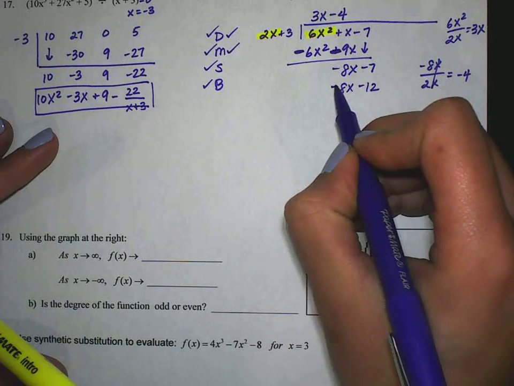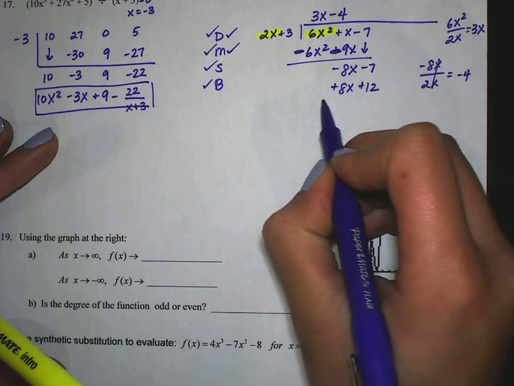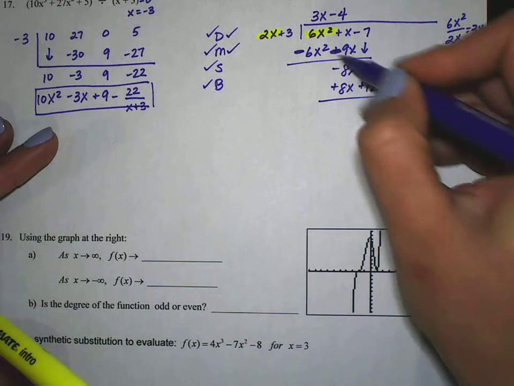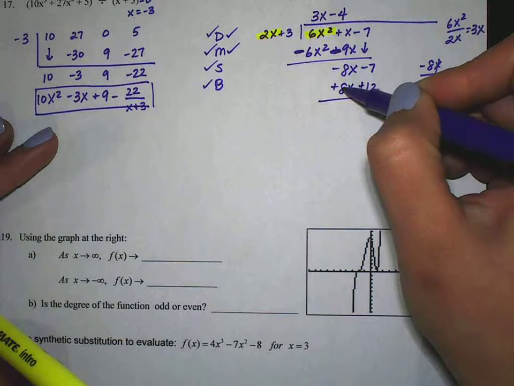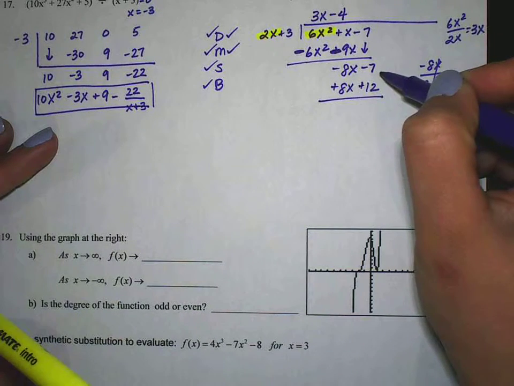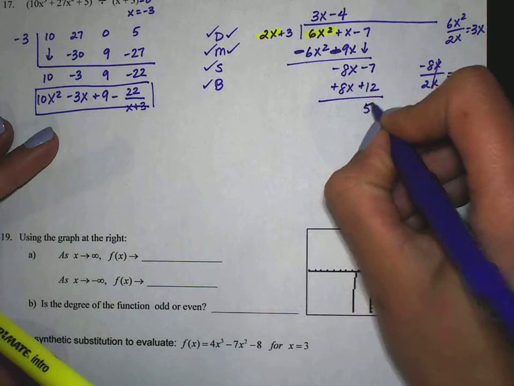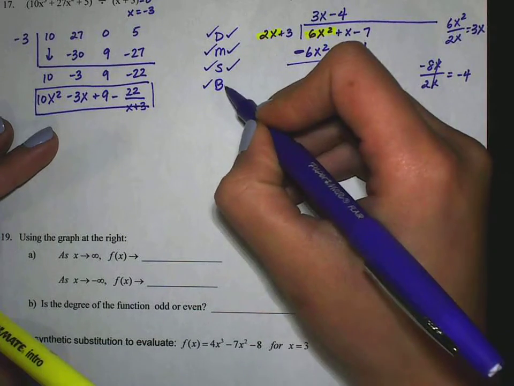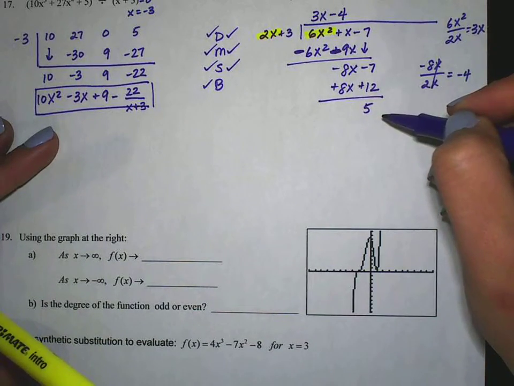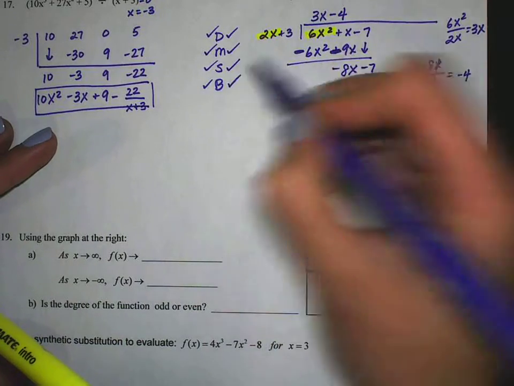Subtract. Change our signs. So we're going to now make them all plus signs. What happens there is these negative 8x and positive 8x cancel each other out. Negative 7 plus 12 is positive 5. Brother says bring down. There's nothing to bring down. So check that off.